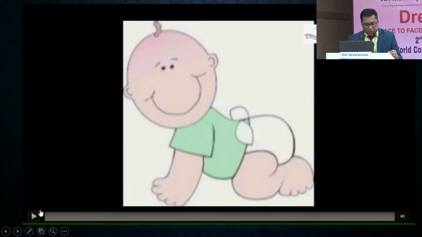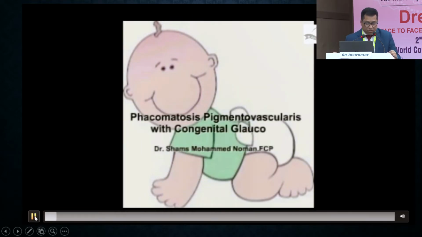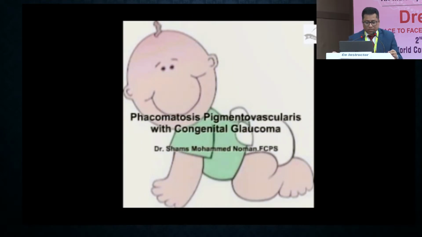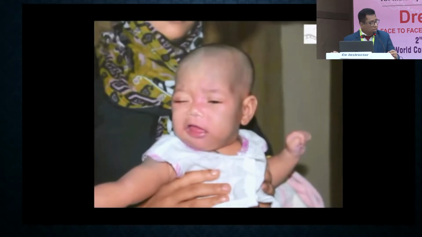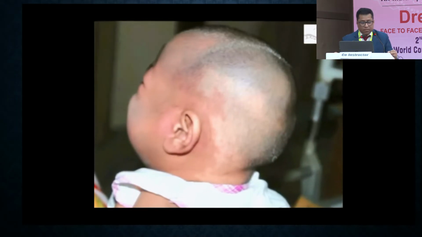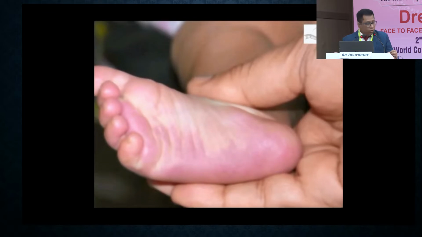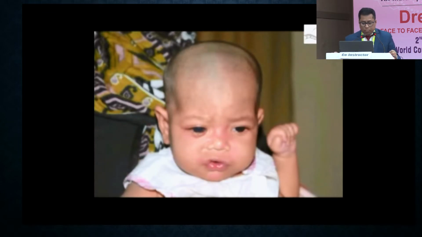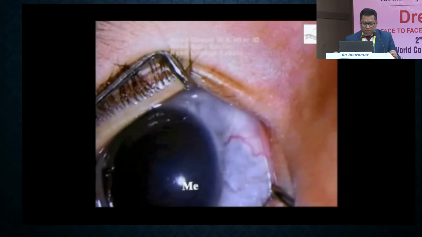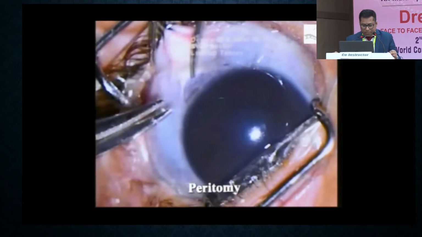This is one of my patients presented with phacomatosis pigmentovascularis. It's a very rare congenital systemic disorder. The patient has a vascular anomaly all over the body and unilateral corneal edema. And if you see, there is a large cornea, corneal edema, thin sclera.